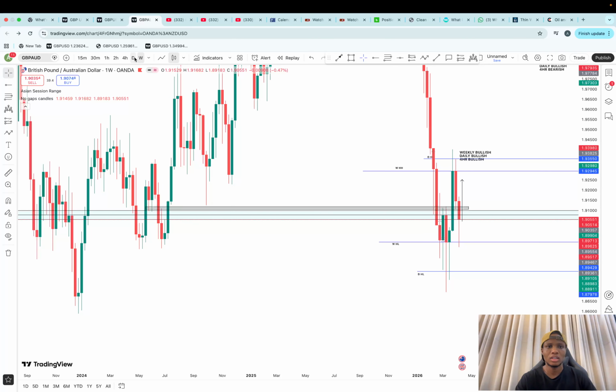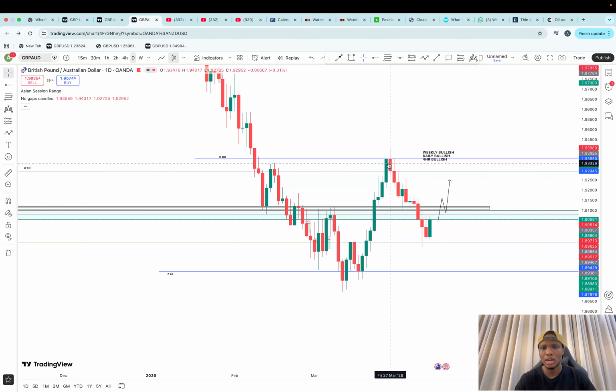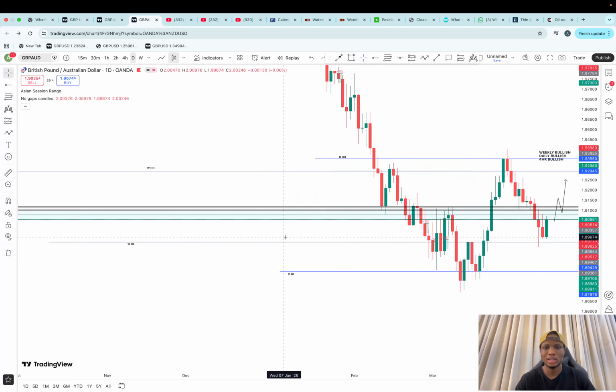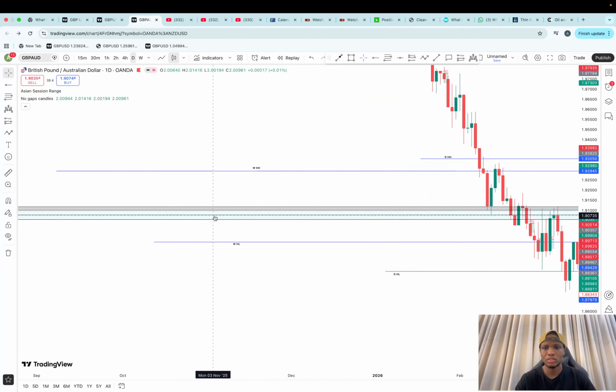I like this. Daily is also bullish. This has been our higher high. This has been our higher low. Okay, higher high, higher low, and it's just beautiful. We are at a very clean support and resistance zone.